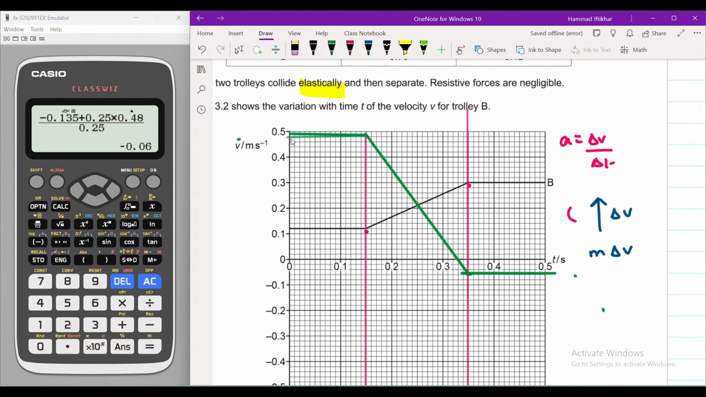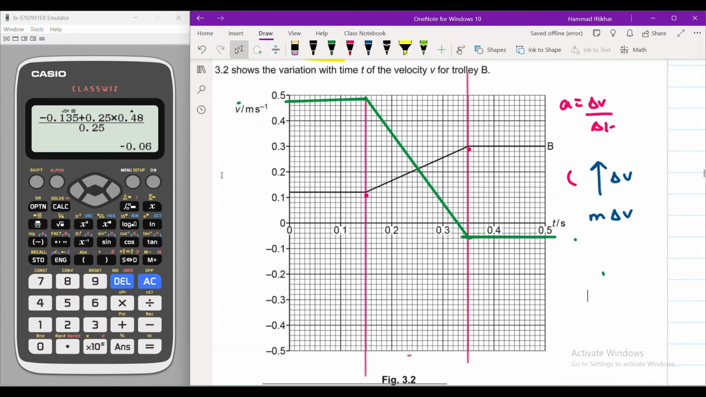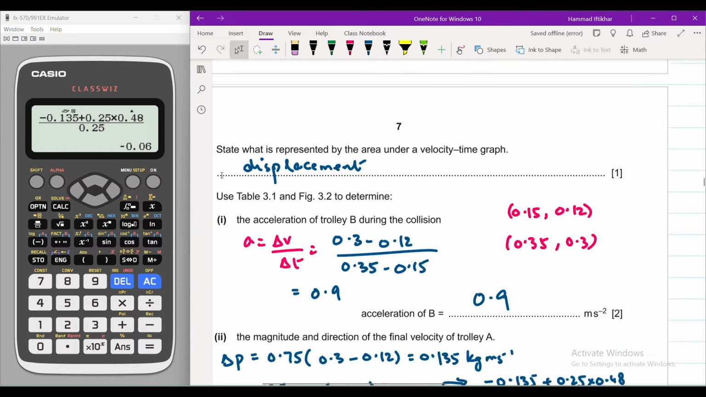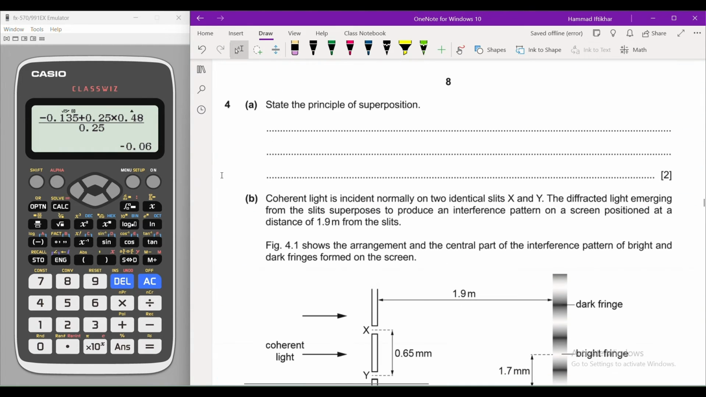Sorry, it's taking a little bit of time because I don't know what the problem with OneNote is. But otherwise, this is how it's going to go. See, from 0.48 to 0.0 minus 0.06. Okay, all right.